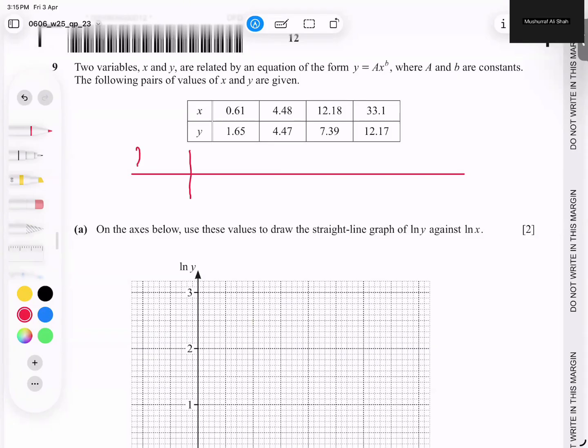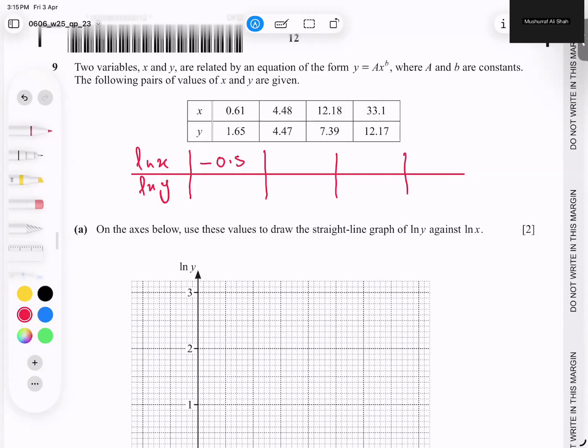Ln x here, ln y here. So I will take ln of all four values in the table. I'm writing 1, 2, 3, and 4. ln 0.61 gives negative 0.49, and I'm rounding it.